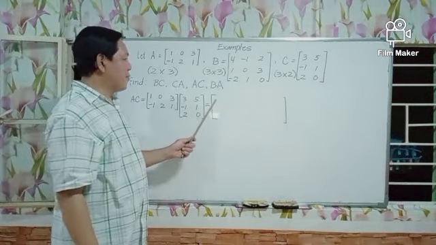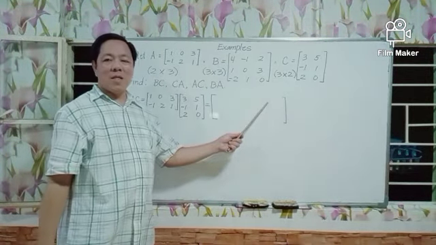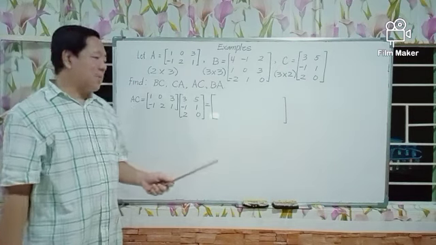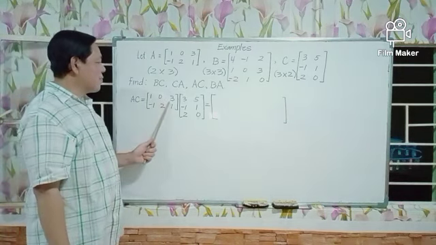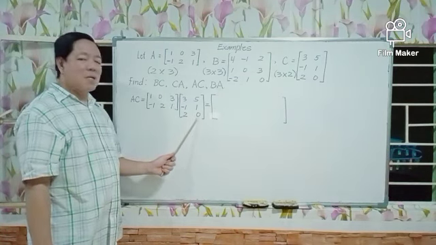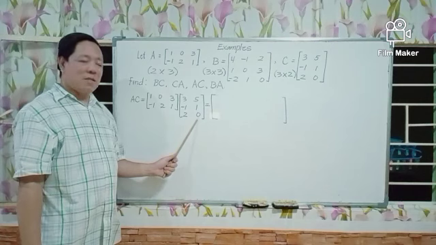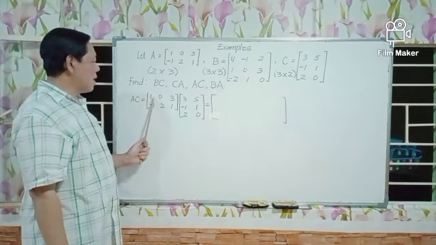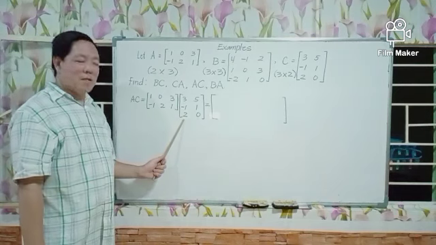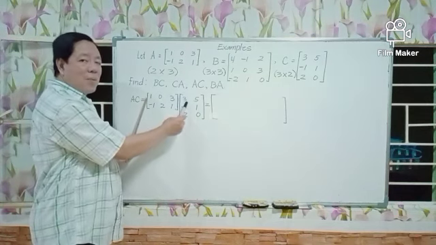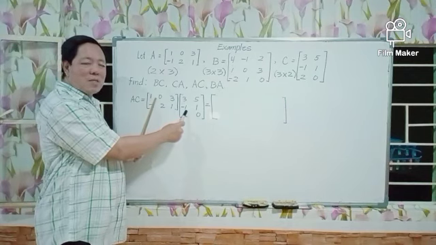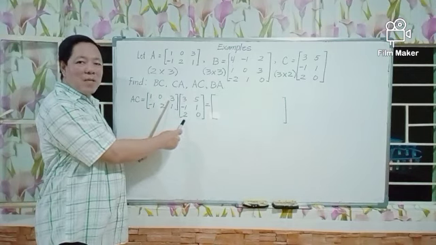We start with the first row. The entries of the product AC in the first row are obtained by multiplying the entries of the first row of A by the entries of each column of matrix C. We start by multiplying the entries of the first row of A by the first column of matrix C. We have 1 multiplied by 3 plus 0 multiplied by negative 1 plus 3 multiplied by 2.